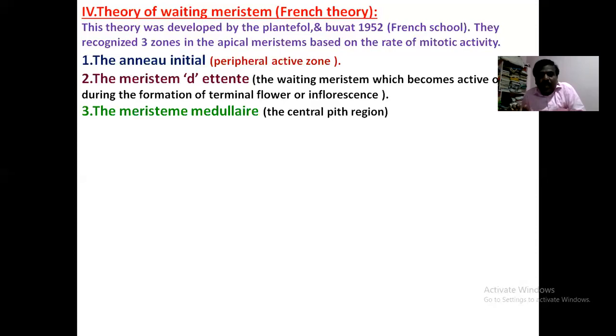The third one is the méristème médullaire, the central pith region. It is also called the central pith region, and it is present in the stem or root of the plant body. This pith region has medullary rays. These types of cells are produced from the medullary meristem.